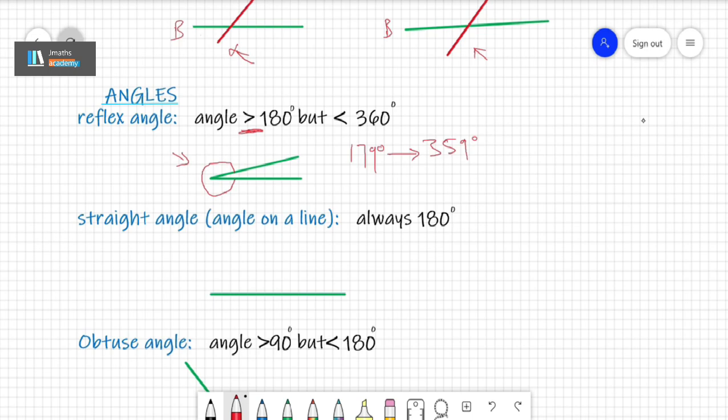Next of the angle we'll be looking at are straight angles. Straight line angles always make 180 degrees on the dot, both above and below the straight line.